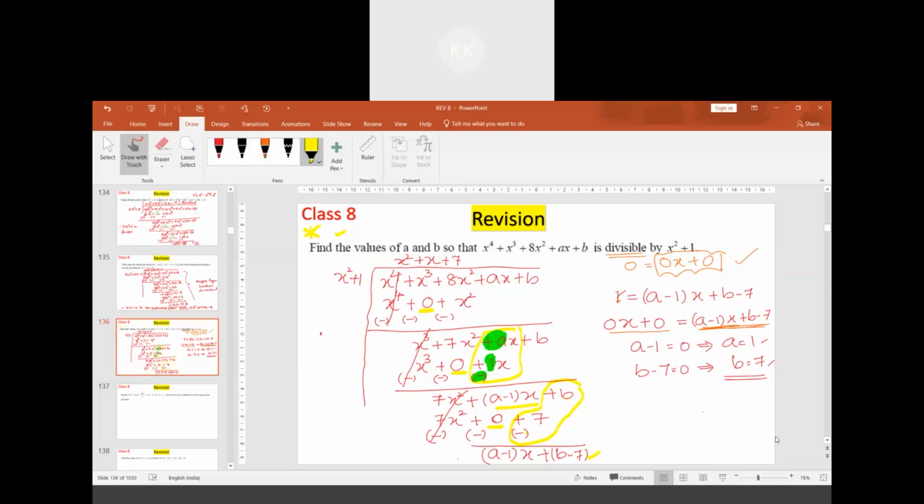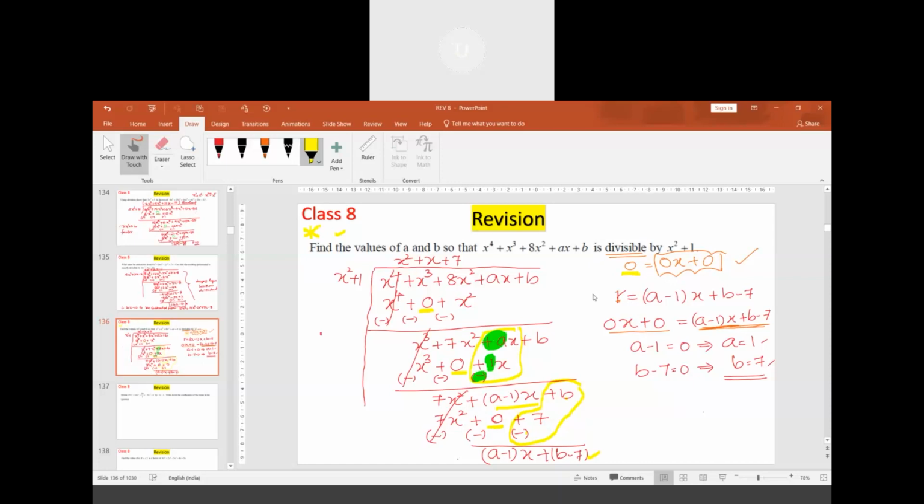Have you understood something, right? Yes, sir, we understood. A bit easy. I understood this division, sir, but I did not understand this afterwards. Did you understand the 0x plus 0? Did you understand that the remainder is 0?